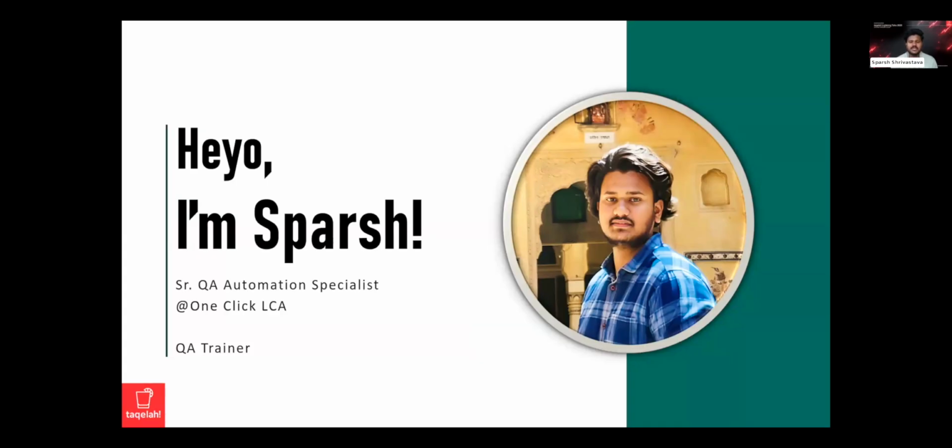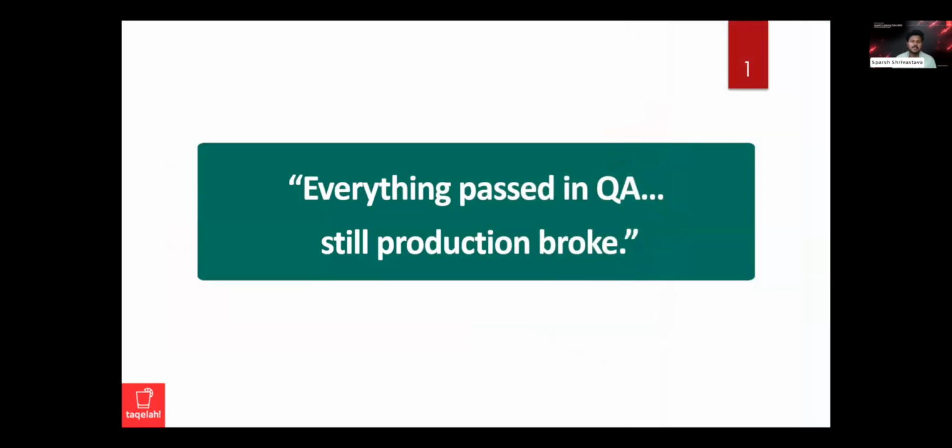Now, moving ahead to our topic, I think this is one situation which every QA has faced: your deployment is good, your testing is good, your manual testing, automation, regression, everything is fine. Still, sometimes it happens that your production behaves differently. So we need to understand why it happens.